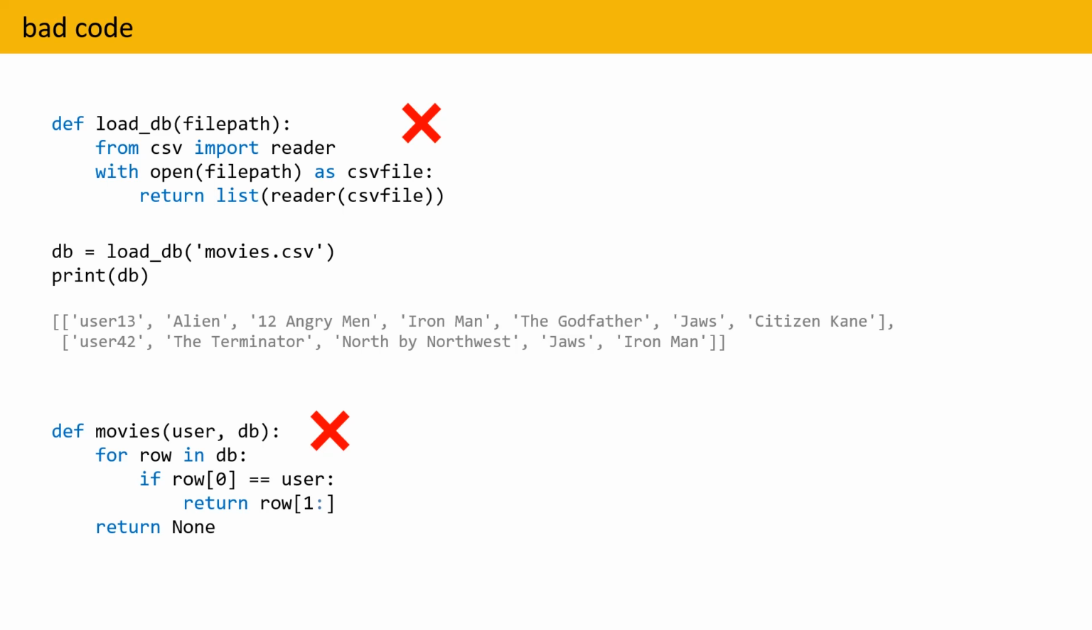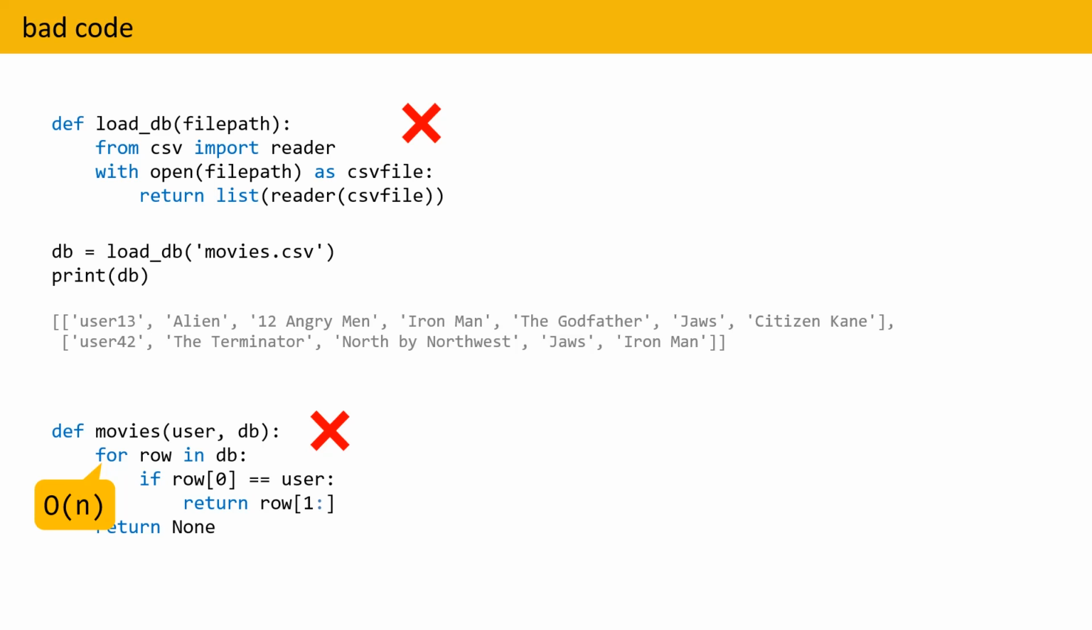For the second use case, we implement the function movies that takes a user ID and the loaded database. We iterate over the rows in the database, and if the first element of the row that contains the user ID matches the given user ID, we return the remainder of the row, which contains the movies. It is a simple implementation, but the computational complexity is linear, since we have to iterate over all n rows of the database.